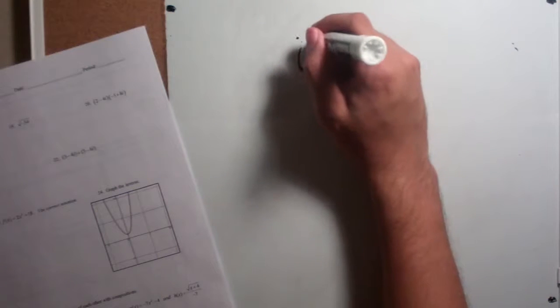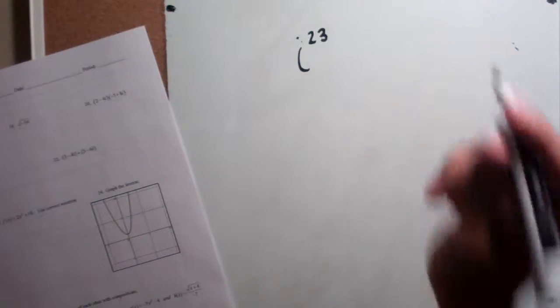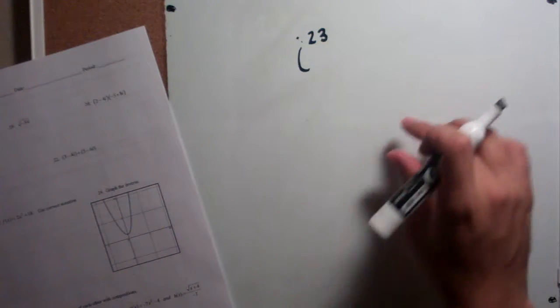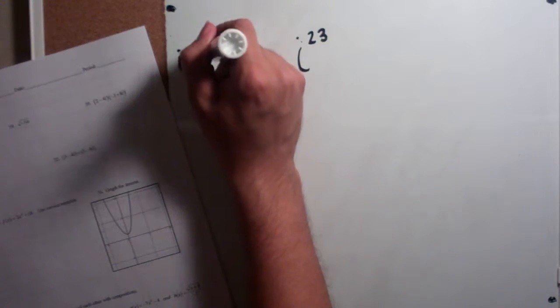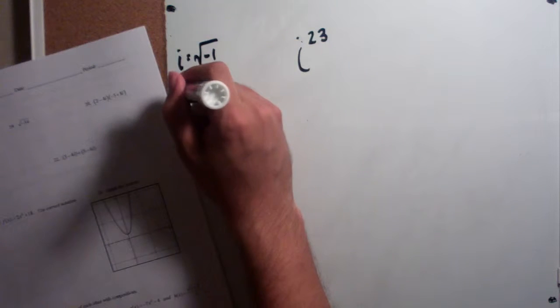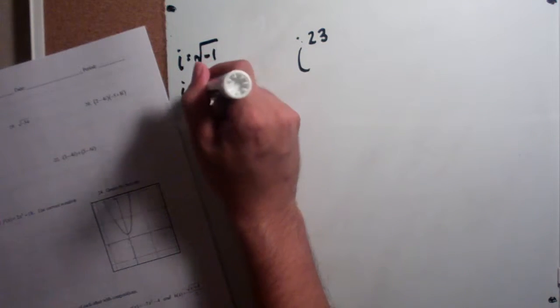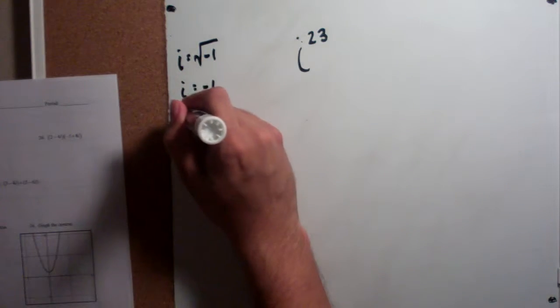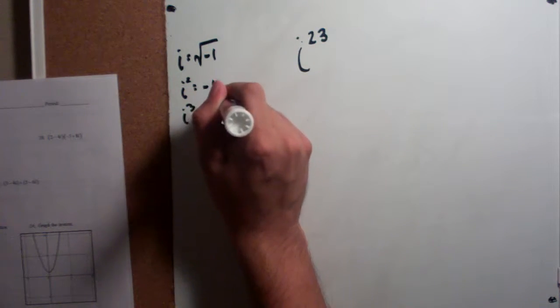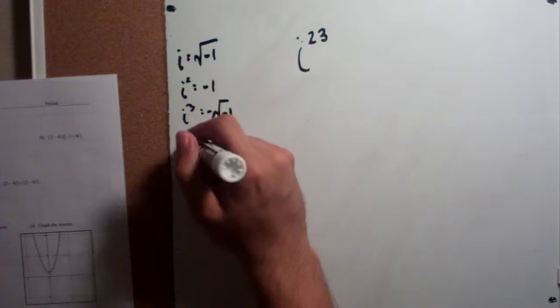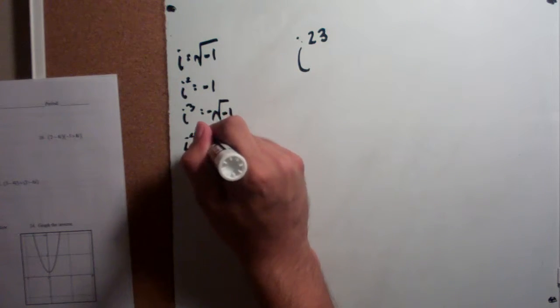All right, on the back side, number 18. Number 18, we want to simplify. What is i to the 23rd power? Let's just review. So i is radical -1. i squared, well, if you square this, it's just -1. i to the 3rd power is -i. These are just properties that we've done. And i to the 4th is actually +1.